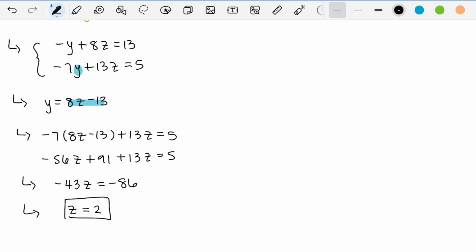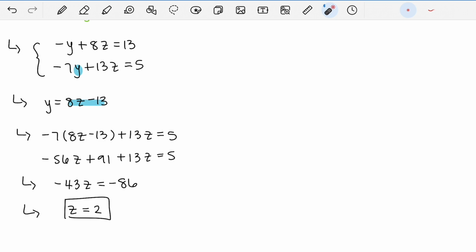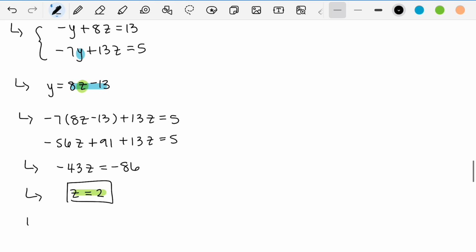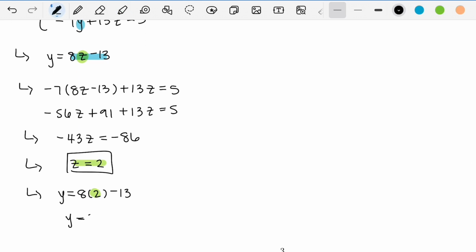Now remember, we're solving this exactly like how we saw in section 3.1, now that we just have two unknowns and two equations. So I'm going to take this value for z and plug it into our equation for y. So z is equal to 2. I'm going to plug that value in for z there. So just plugging z in there, I'm going to get y is equal to 3.